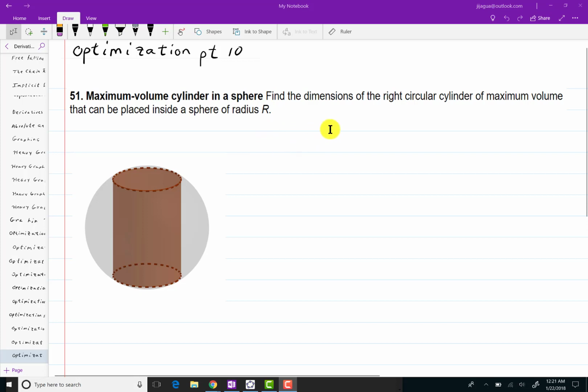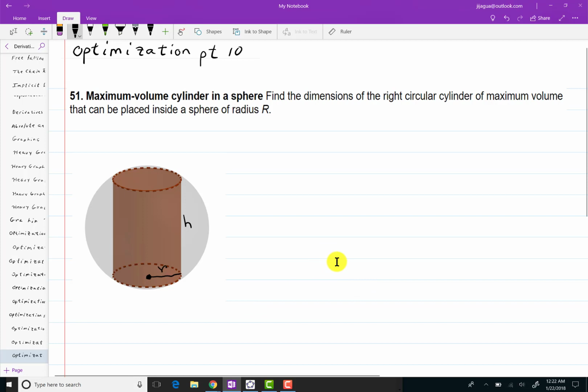Now when they say find the dimensions, they want two things. They want the radius, so the radius from the center to here. So let me draw it in. I've drawn a picture of the situation here. I didn't mean to use white, so we'll use black. So that'll be little r, and then they'll want h. And those are the dimensions that they're looking for. So the objective function is we want to find the maximum volume.